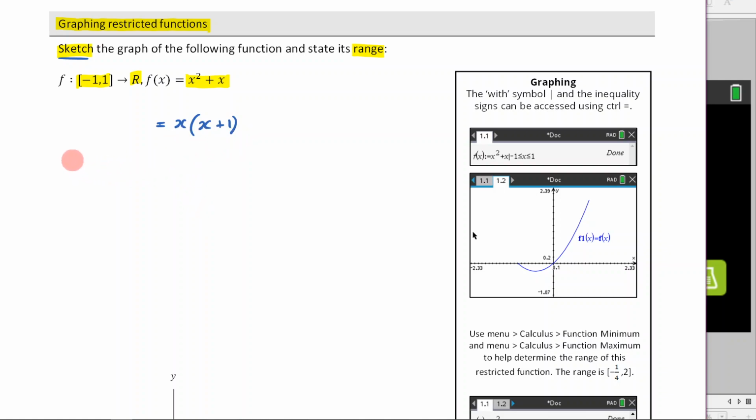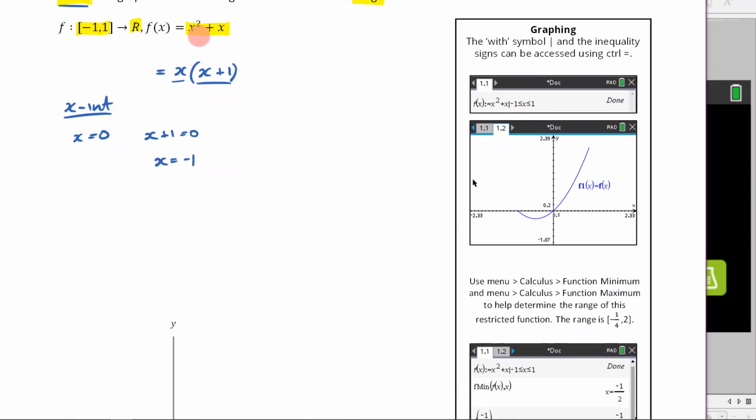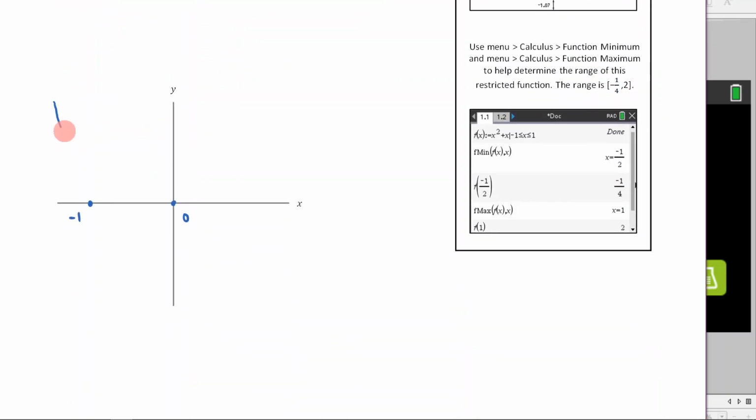From this, I can identify my x-intercepts, can't I? Because I can set x equal to 0, and I can set x plus 1 equal to 0, which means x is going to be equal to -1. So I can come to my graph here, and I can say that I'm going to have an x-intercept at -1 and 1 at 0. I also know that it's going to be a smiley face parabola because I've got a plus in front of my x squared. So I can draw this, and it's going to look something like that.